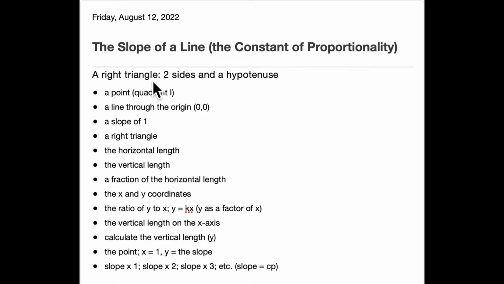So there is a right triangle, and the horizontal side of that right triangle lies right on the x-axis. The vertical side of that same right triangle is parallel to the y-axis, and the hypotenuse is the line in question. It runs right through the origin, and the left vertex of that right triangle sits right at the origin. Therefore, that line identifies a proportional relationship.